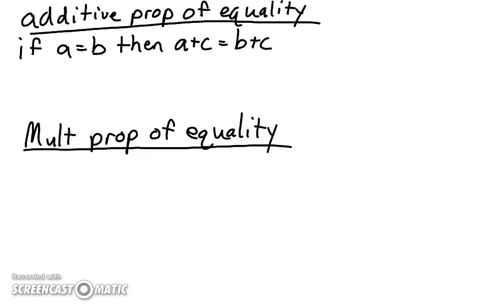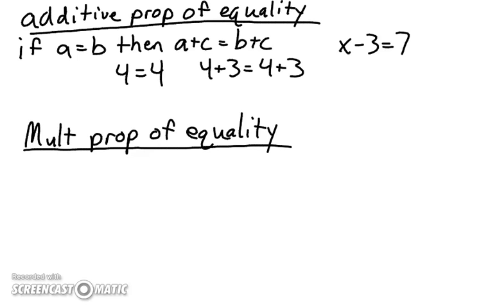This becomes very important when we start solving equations in Algebra 1, that you're able to add the same thing to both sides. For example, if I say that 4 equals 4, then I know that 4 plus 3 equals 4 plus 3. Okay? If I say that x minus 3 equals 7, then I know that x minus 3 plus 3 equals 7 plus 3, because I can add 3 to both sides. And that's where it's important, because these negative 3's end up crossing out, and that's how you solve equations. But we're not quite there yet.